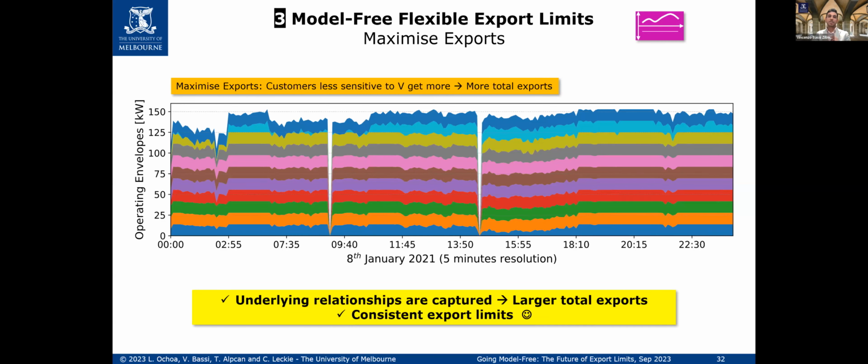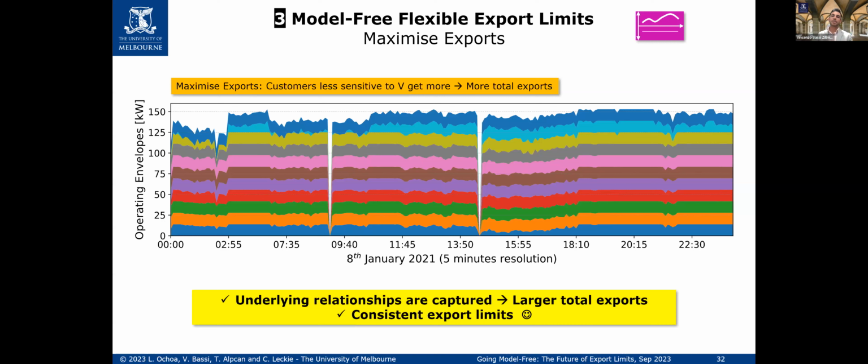Here, again, we can see that around 3 a.m., around noon, and in late afternoon, we obtain high flexible export limits. This is because of the voltage headroom that we observe in the actual voltage profile. And again, in those 2 points where we were already exceeding the voltage statutory limit, we obtain 0 kilowatts as flexible export limit.